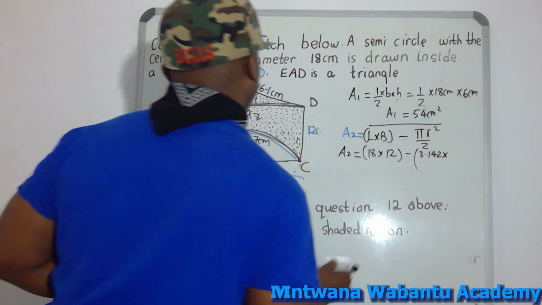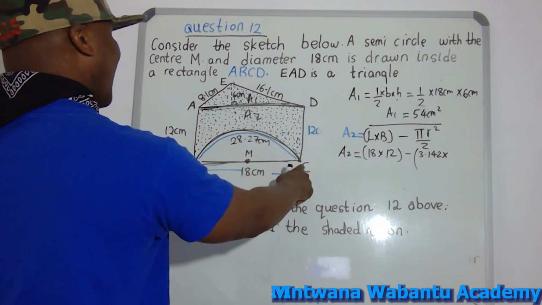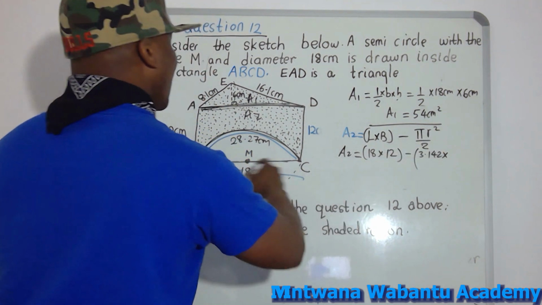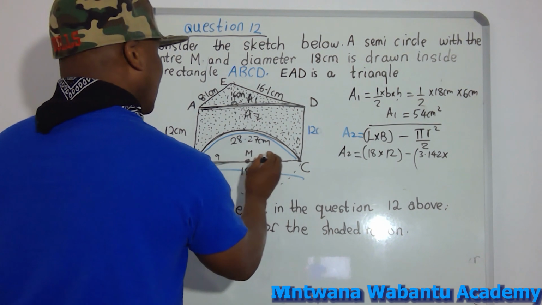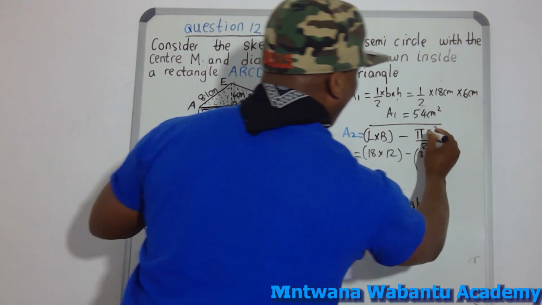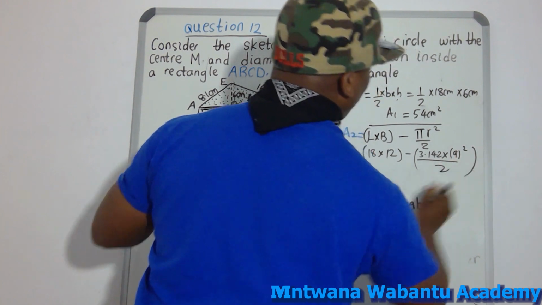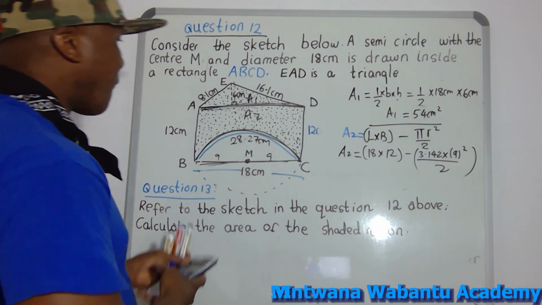Pi is 3.142 times radius squared. If this is 18, the diameter of a circle, half circle, you know what we divide by 2 here because it's a half circle. If the diameter is 18, the radius is going to be 9. So the radius here is 9. Just put 9 and then squared over 2. So now you take a calculator and it's going to give us area 2.